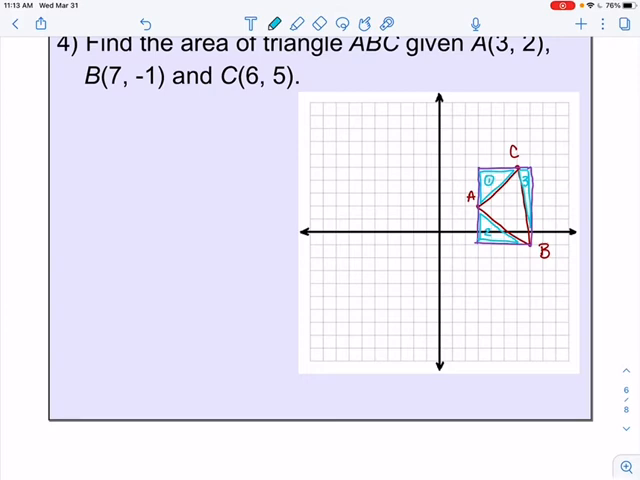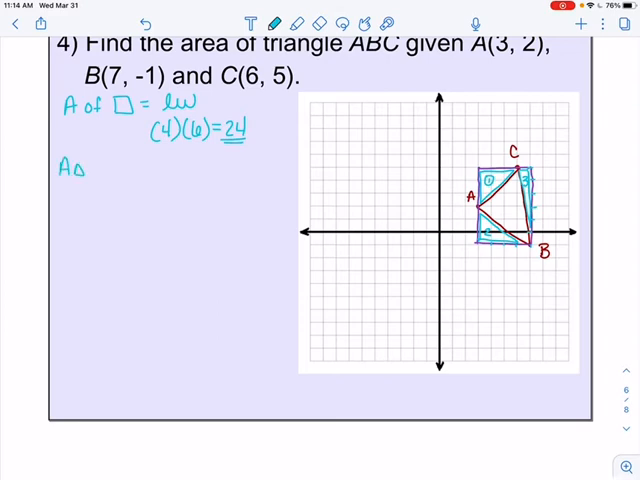Okay, so the area of the rectangle. Again, area of a rectangle is length times width, and now I can easily count the length and the width of that rectangle. The length, 1, 2, 3, 4. And the width is 1, 2, 3, 4, 5, 6. And 4 times 6 is 24. So 24 is that entire rectangle. So now let's find our 3 triangles, and then we'll subtract from that 24.